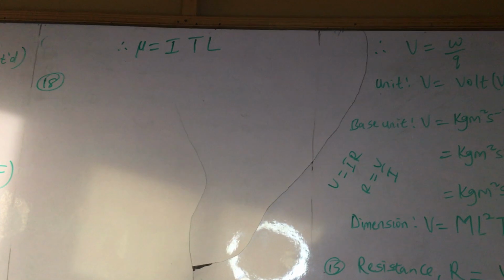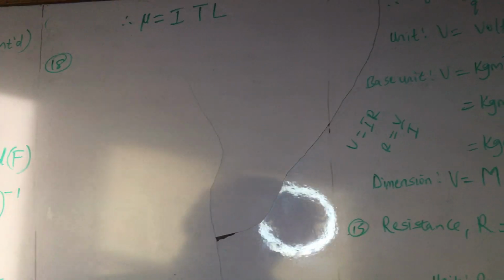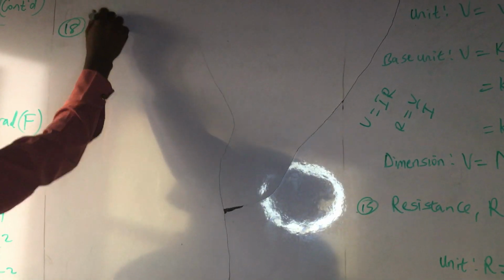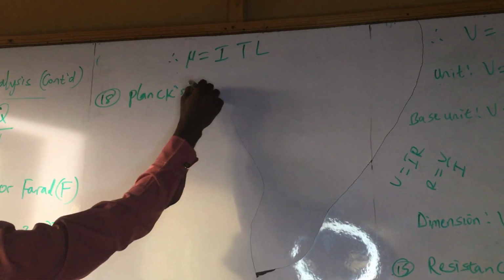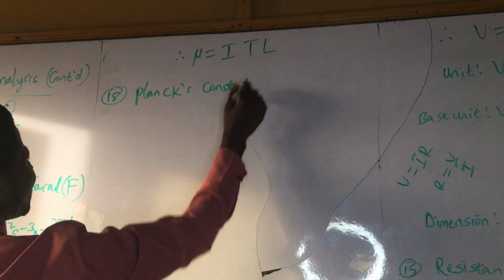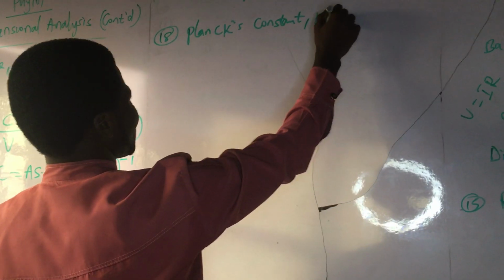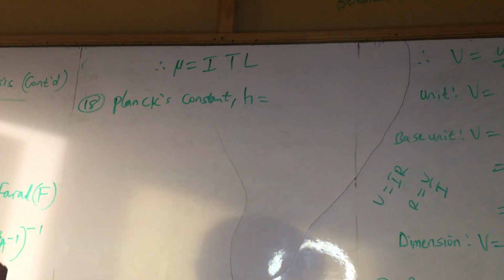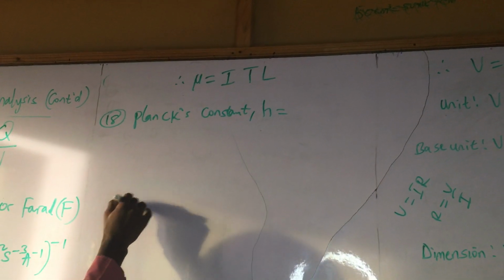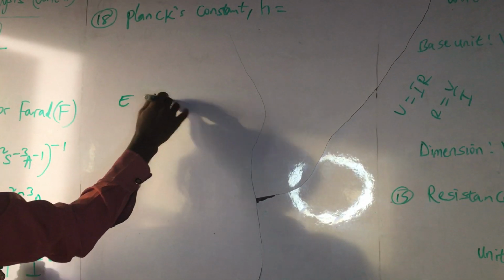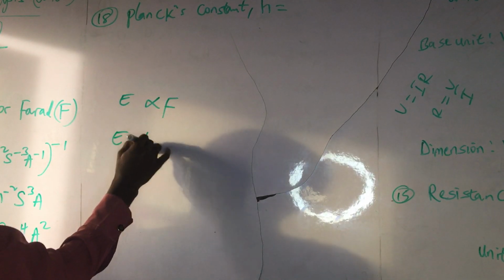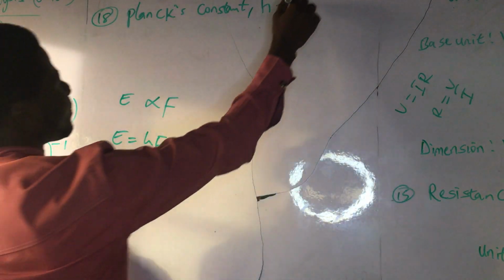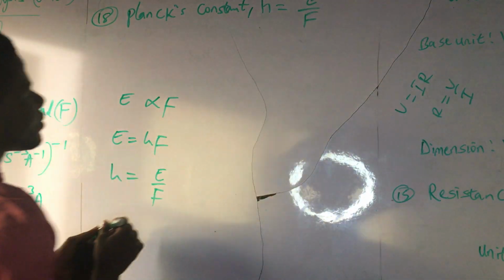Let's look at Planck's constant. We use H for that. You know, from Planck's theory, it says the energy is proportional to the frequency, and that will give us E equals HF. So from there, H will give us energy over frequency. So that's the formula, energy over frequency.